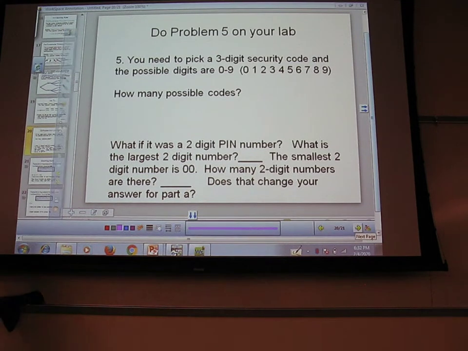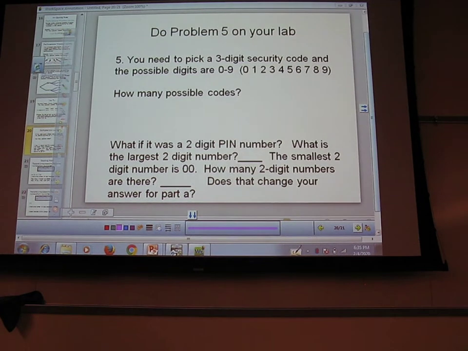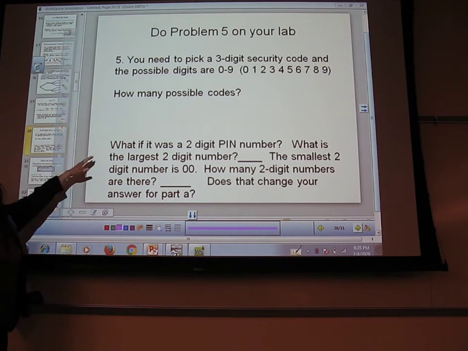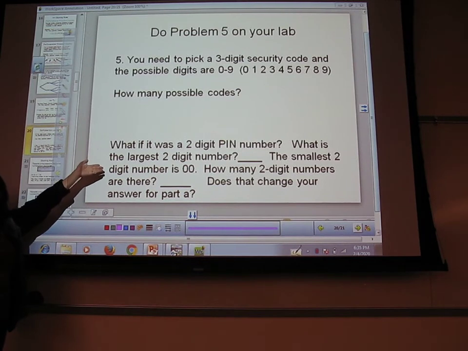All right, so why don't you guys do problem 5 on your lab? Take a couple minutes. All right, guys, take a look. Hold up for a minute. Let's take a look at this. What if it's a 2-digit PIN number? What's the largest two-digit number out there? 99. What's the smallest? 00.